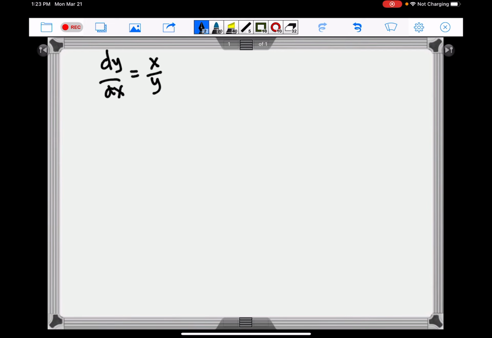Lots of algebra today. So we all wore our algebra pants, yeah? Yeah, okay.